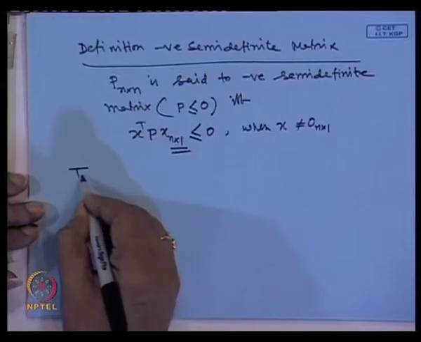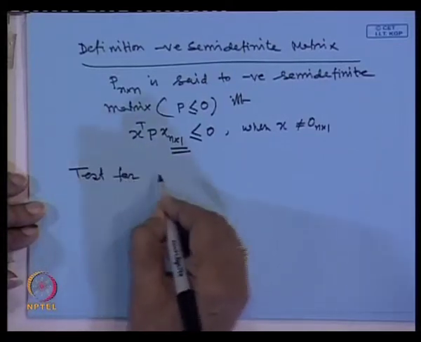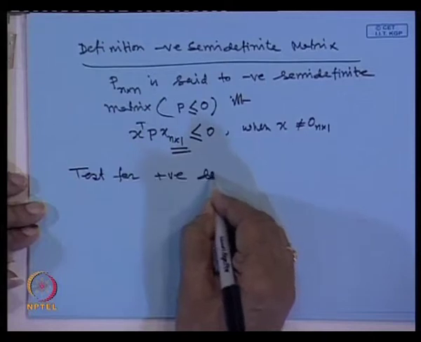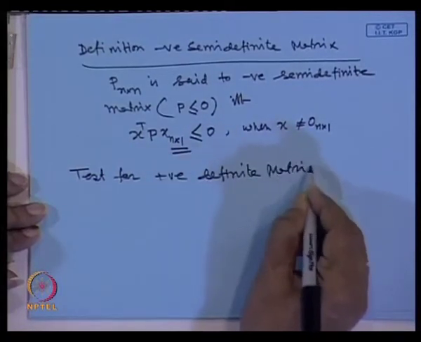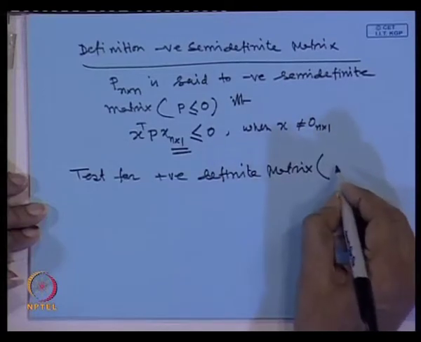Now, the question is that there are an infinite number of vectors that exist. Then how will we check whether the matrix P is a positive definite matrix, which in turn means that x transpose P x is a positive definite quadratic function or not? So, there are an infinite number. The test for a positive definite matrix is done by the Sylvester criteria.